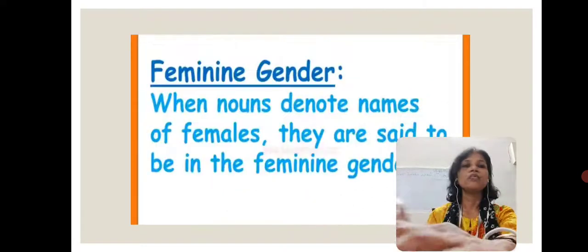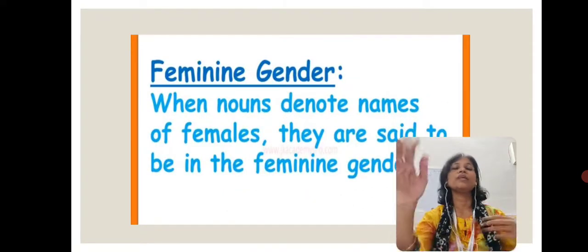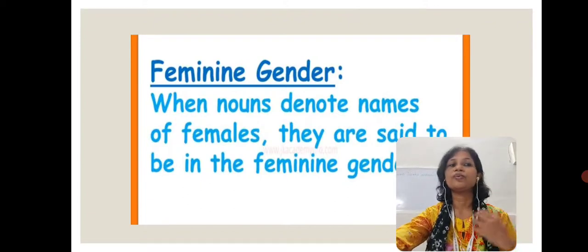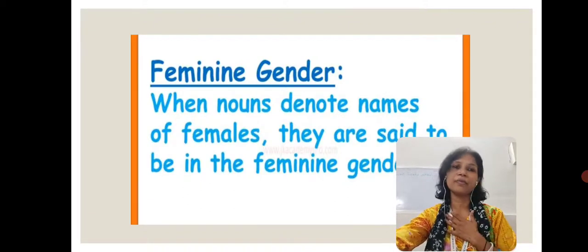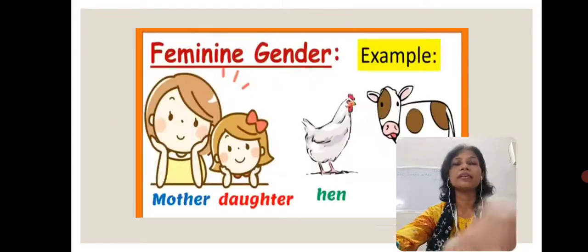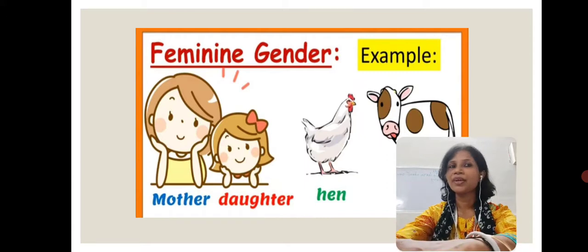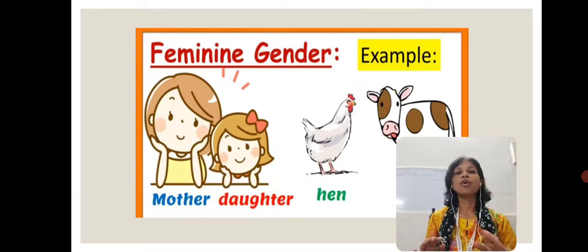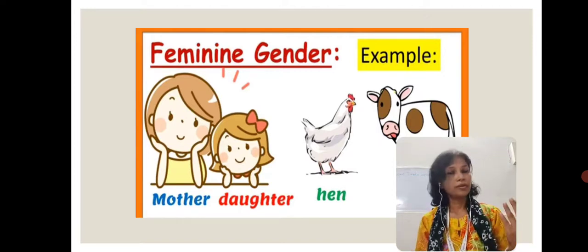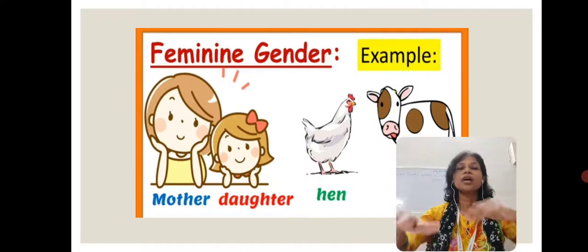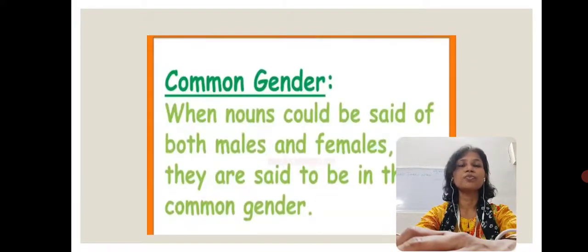Now on the other hand, what do we mean by feminine gender? When nouns denote names of females, they are said to be feminine gender. Like me, I am a female, so it refers to the female gender, that is called the feminine gender. An example: mother, daughter, hen, cow. So these all refer to feminine gender, that is called females. Fine. Okay. Now let us move towards our third gender, that is called common gender.